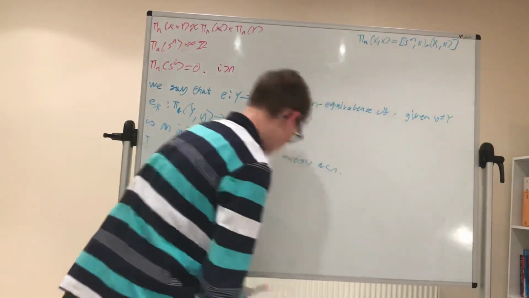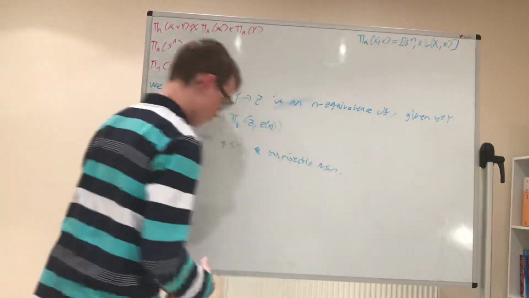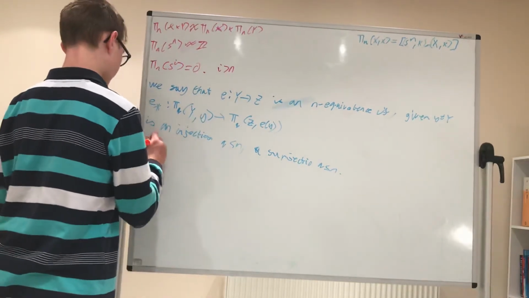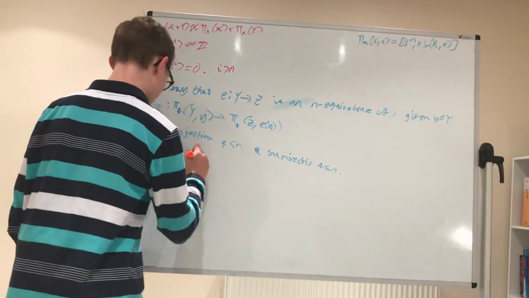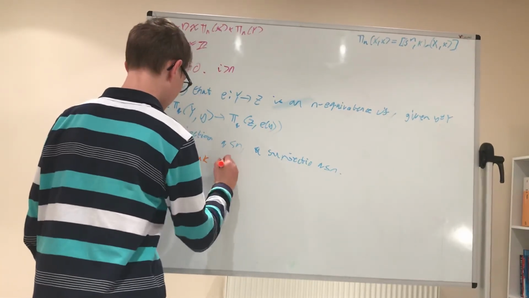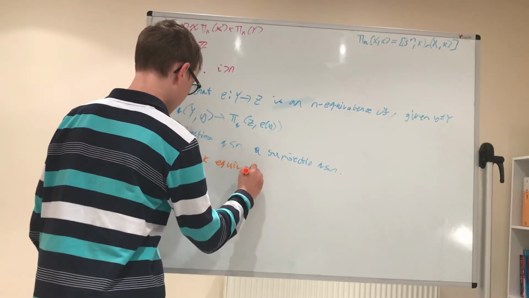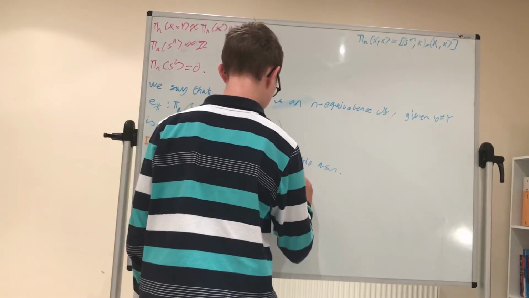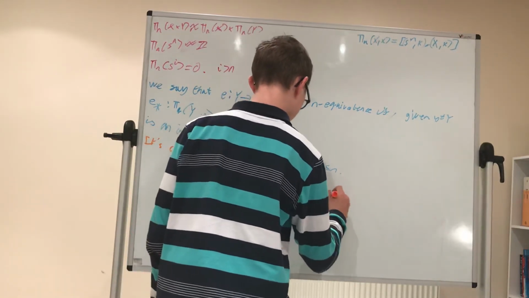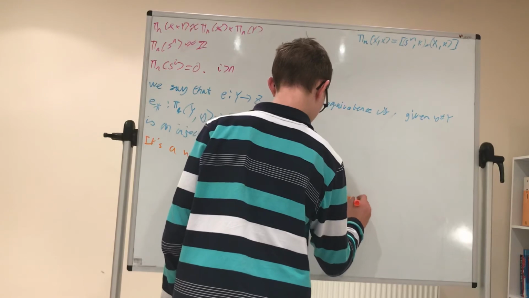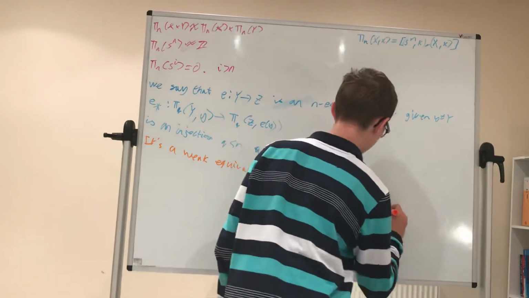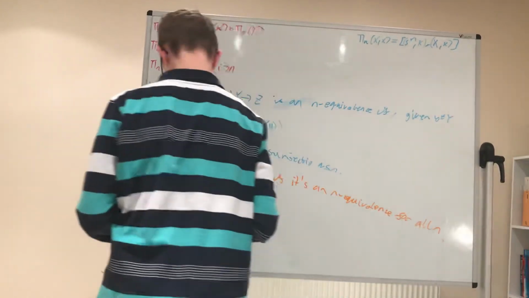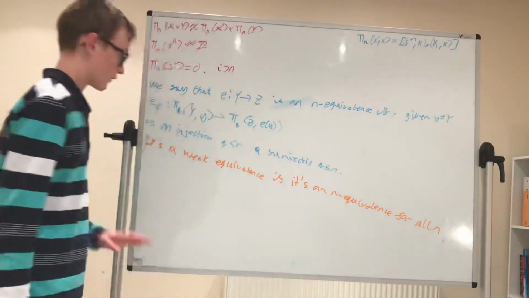Okay, I'm actually not sure about the name. I think we could have named it a bit better, because it seems like quite a strong condition. But it's a weak equivalence if it's an n equivalence for all n. And well, yeah, that's it for today's video.